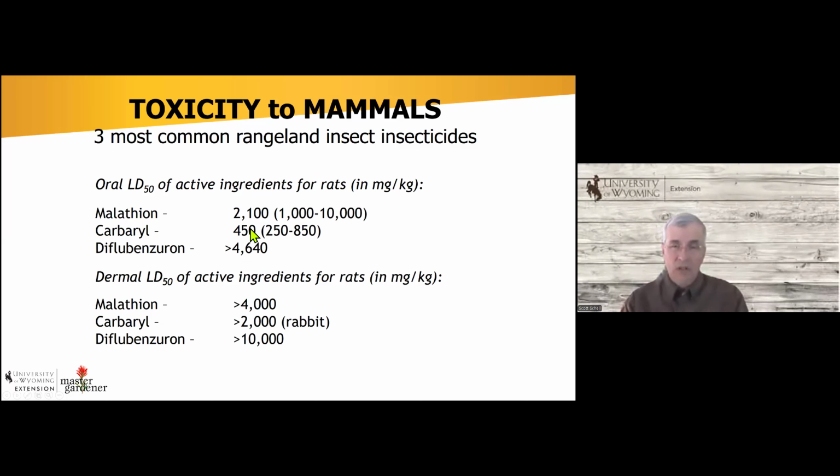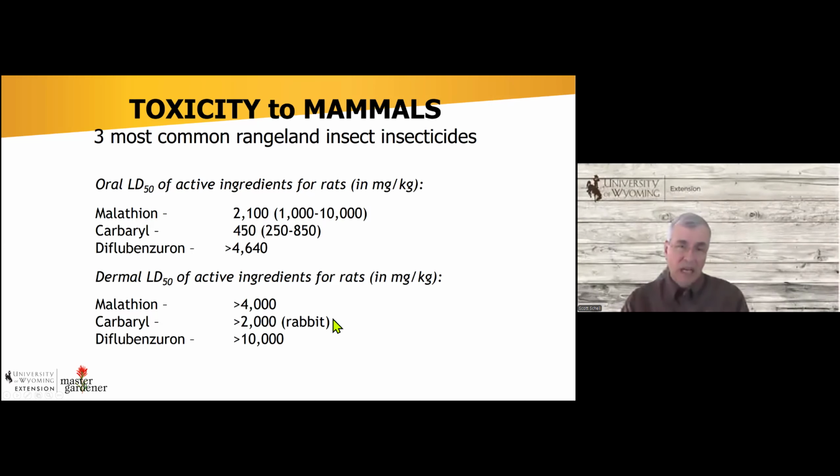Carbaryl is also more toxic, but it's still widely used. And then you get diflubenzuron, and it's at the level about the same amount. If you force-fed rats table salt, it would be about the same.